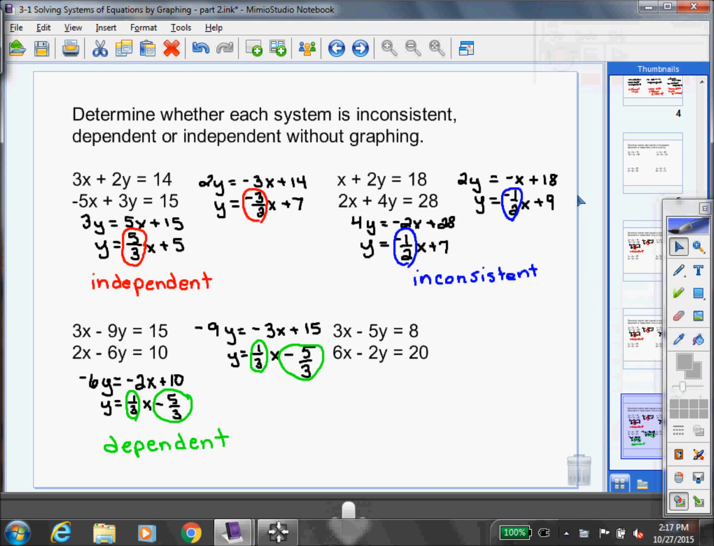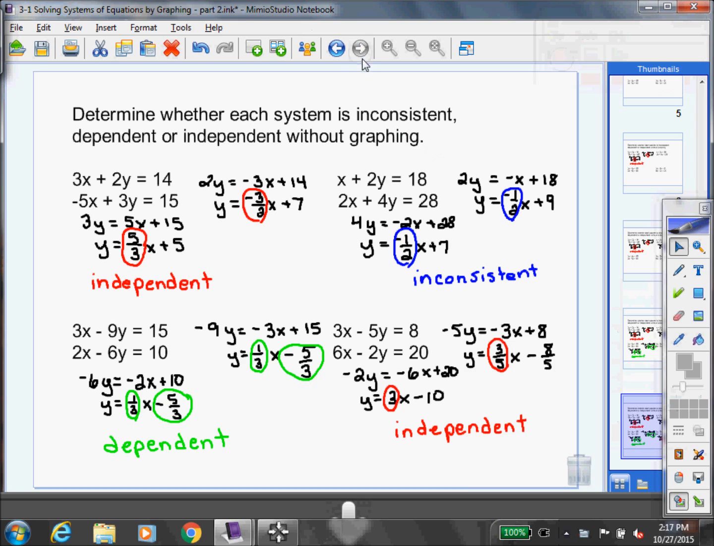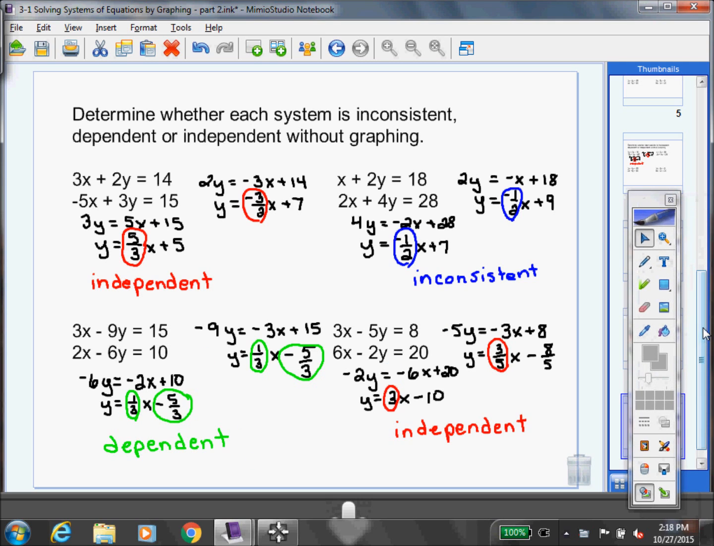All right, last one. We solve it. We find out the slopes are completely different. They have a 3, but one's 3/5 and one's regular 3. Independent. Different slopes, independent. Same slopes, different y-intercepts, inconsistent. And same everything is dependent. So that's a pretty easy thing.